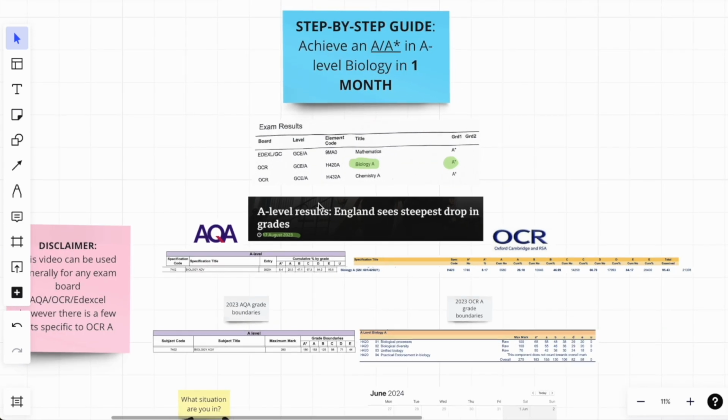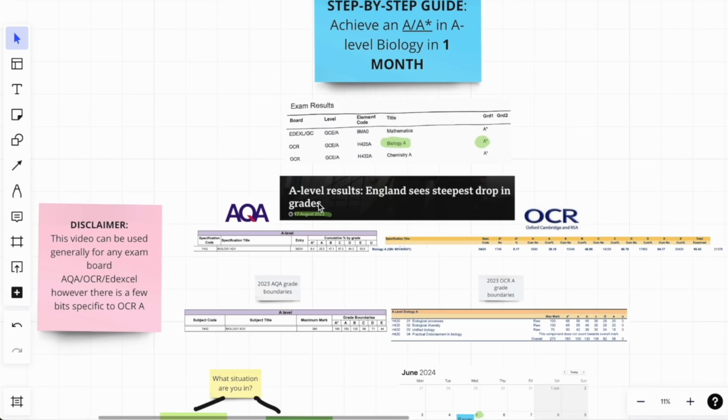So before we actually do start with the step-by-step guide, I want to give a disclaimer. This video can be used by anybody taking A-level biology with any exam board. When there is something specific to OCR A, which was the specification or exam board that I used, I will tell you when that is and when I will speak about it. But in the general sense, this can be applied to anyone, okay?